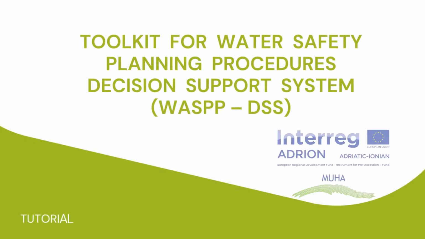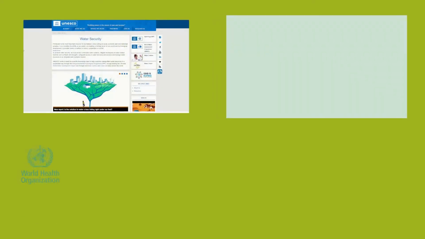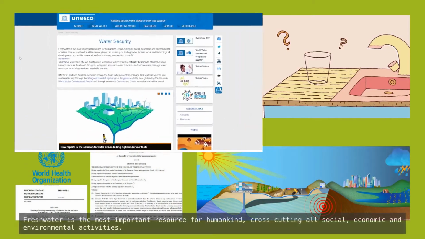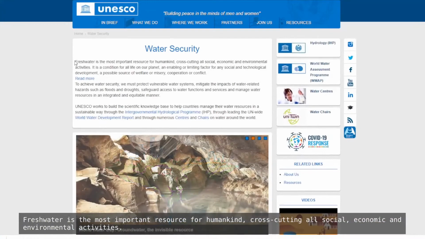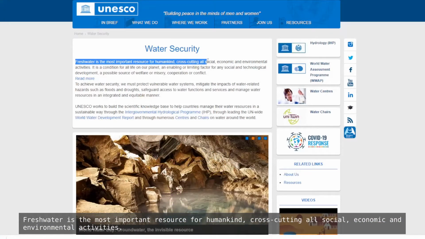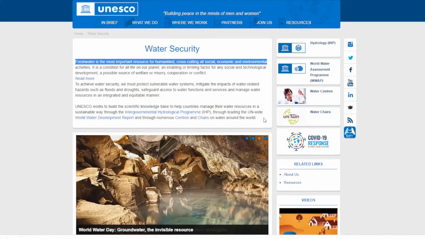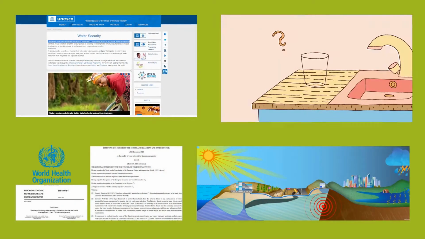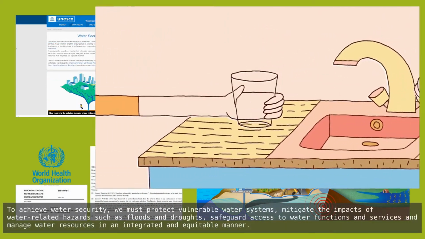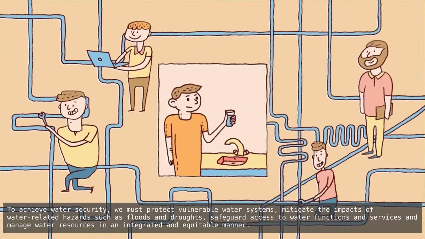Toolkit for Water Safety Planning Procedures Decision Support System. Fresh water is the most important resource for humankind, cross-cutting all social, economic, and environmental activities. To achieve water security, we must protect vulnerable water systems.